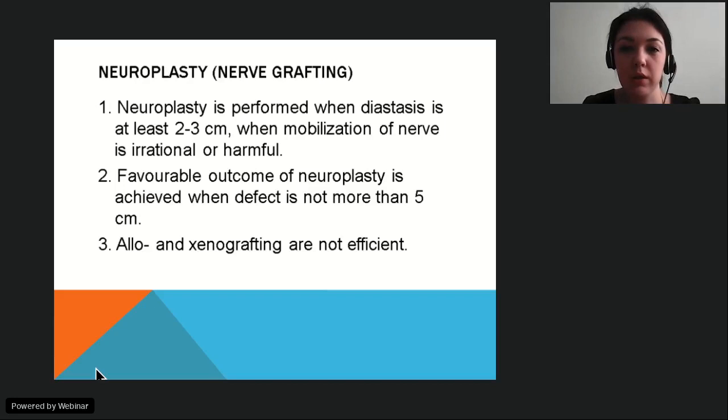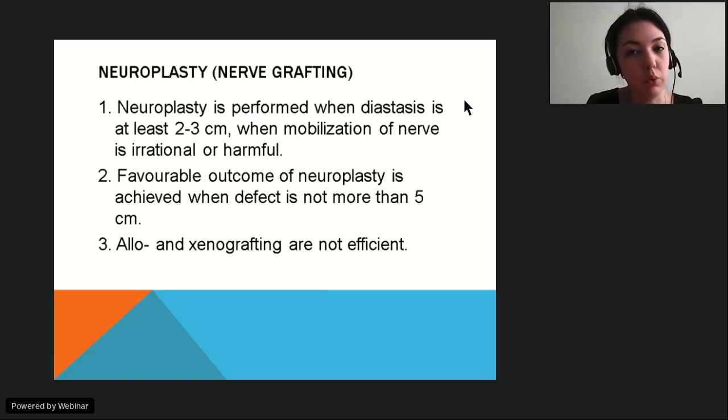Okay. So neuroplasty or nerve grafting is performed when diastasis is at least 2 or 3 centimeters, and when mobilization of the nerve is irrational or harmful. A favorable outcome of neuroplasty is achieved when the defect is not more than 5 centimeters. When it is more than 5 centimeters, then usually the outcome is not quite good.